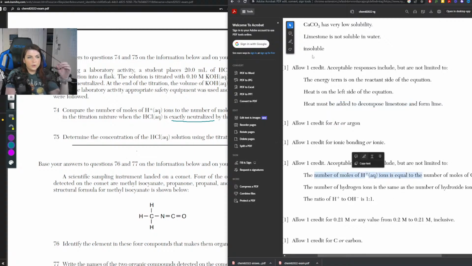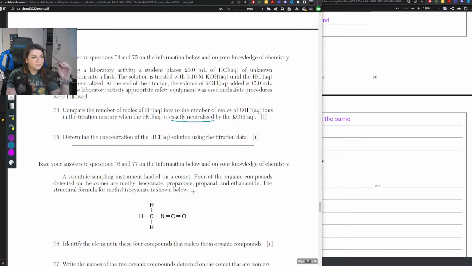Yeah, they're equal. That's what I said. They are accepting a 1-to-1 ratio, though, in case you're a ratio kid. 75, determine the concentration of HCl in the solution using the titration data. And this is one of those times where it's best to read the question so that you know what you're doing. Because it's very easy to skip over this and be like, oh, I don't want to read. It's the end of the test.